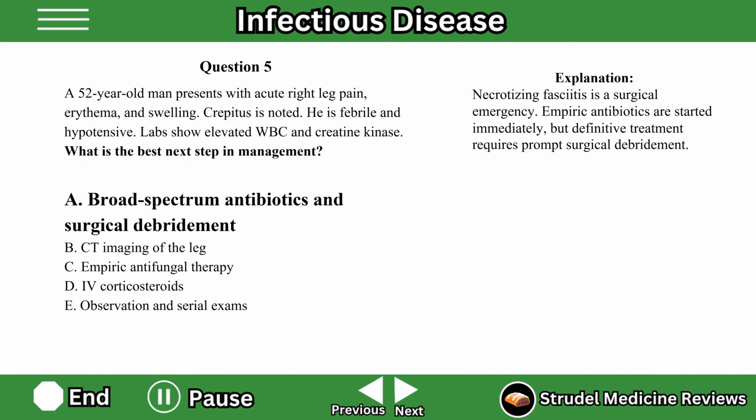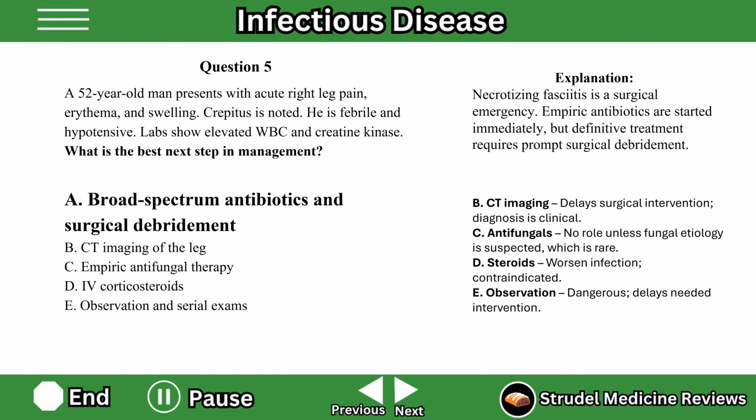So the correct answer to this question is A, broad spectrum antibiotics and surgical debridement. And to get to this answer, you need to realize that this patient is presenting with signs of necrotizing fasciitis, including essentially septic shock or at least sepsis with fever and hypotension in the setting of a likely infection of the right leg and gangrene with the crepitus. So that definitely requires empiric antibiotics and surgical debridement.